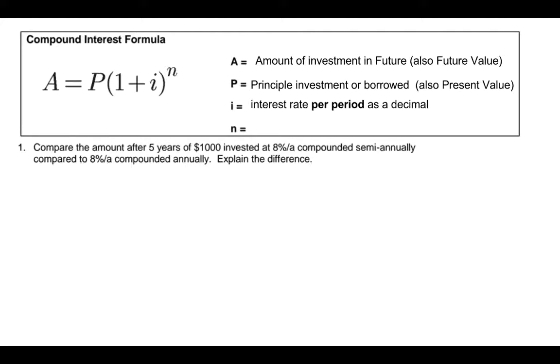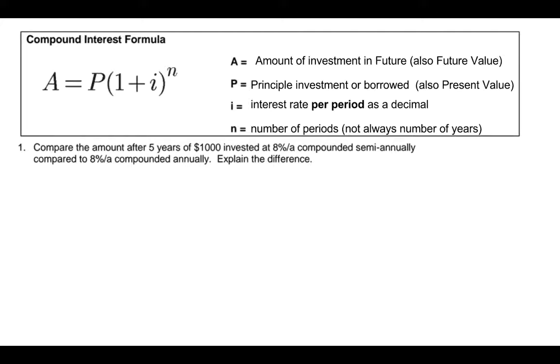Depending on what the question's asking for, this first one's going to be semi-annually, so you have to know what it is per period. And n is the number of periods. It's not always the number of years. In the past, we probably would have seen it as the number of years, but in a case where you want to say 5 months, it could be 5. It depends on the question.